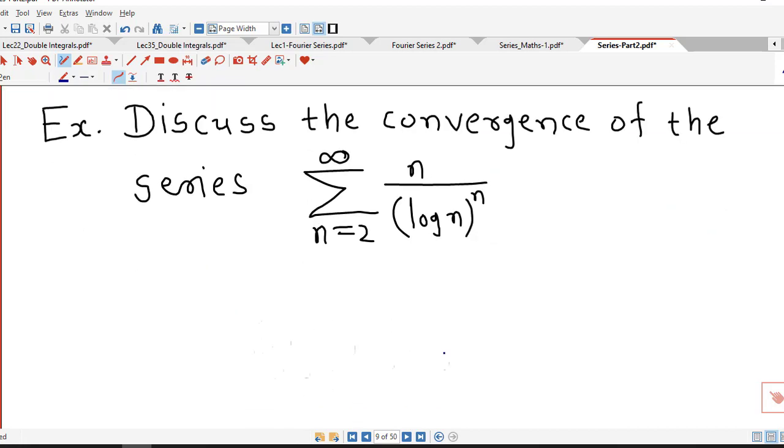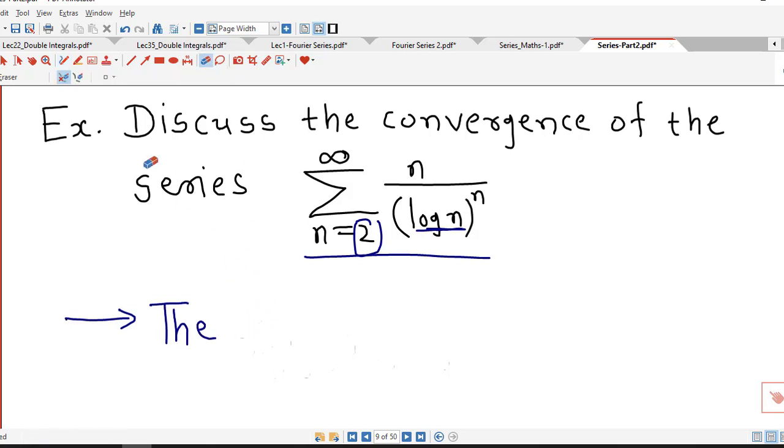We consider one more example. Discuss the convergence of the series sigma n equal to 2 to infinity of n divided by log n, raised to n. Here n is starting from 2 because for n equal to 1, log 1 becomes 0, so it is undefined. This is the reason why the series is given from n equal to 2 to infinity. So first we write down the nth term of the given series.